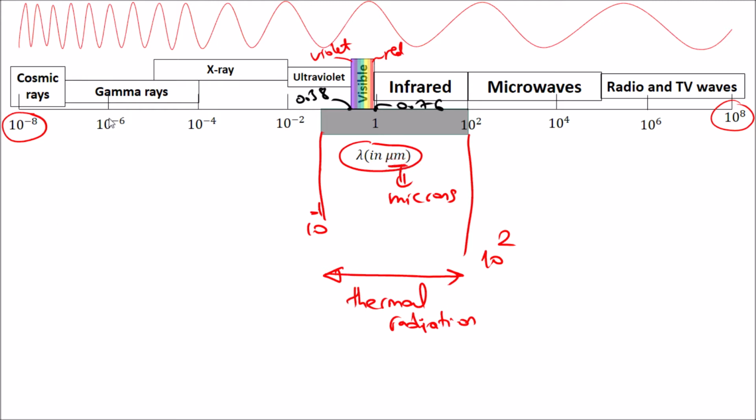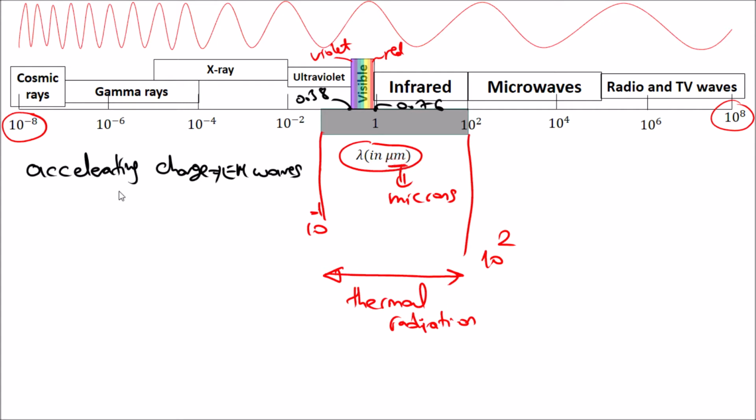Firstly, what is electromagnetic wave, and then we can talk about the thermal radiation. Electromagnetic wave is when you have the accelerating charge. So when you have accelerating charge, these accelerating charges create EM waves.